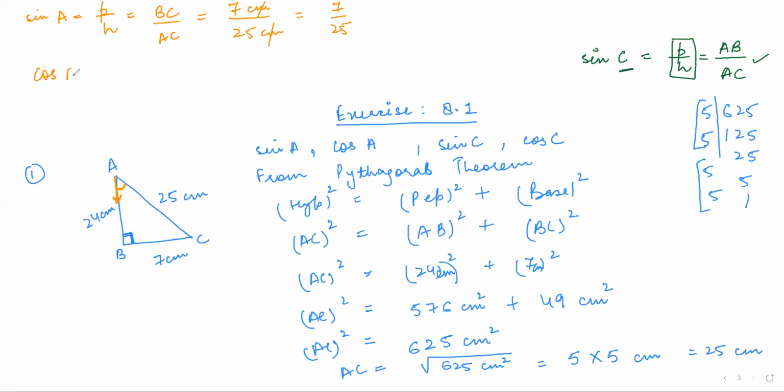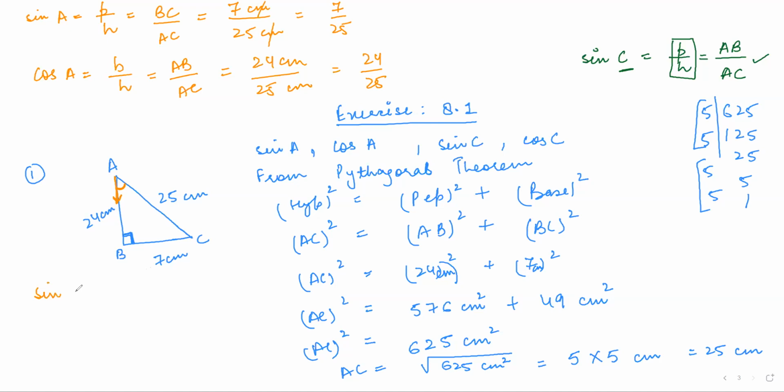Similarly, cos of A, now this is base upon hypotenuse. Now base is this same AB side and hypotenuse is AC. 24 centimeter divided by 25 centimeter. Centimeter again cancels out. So it's simply 24 by 25. Got it? Okay.